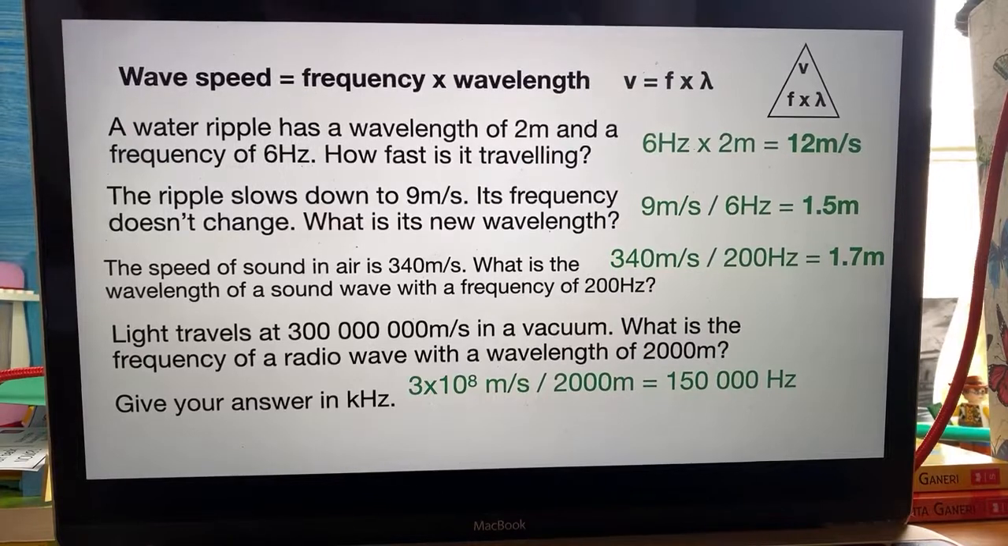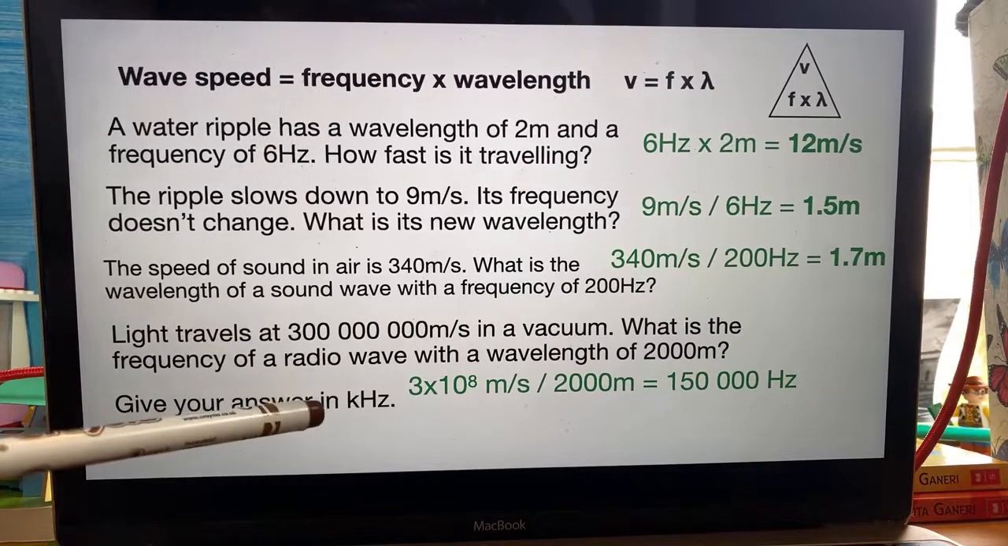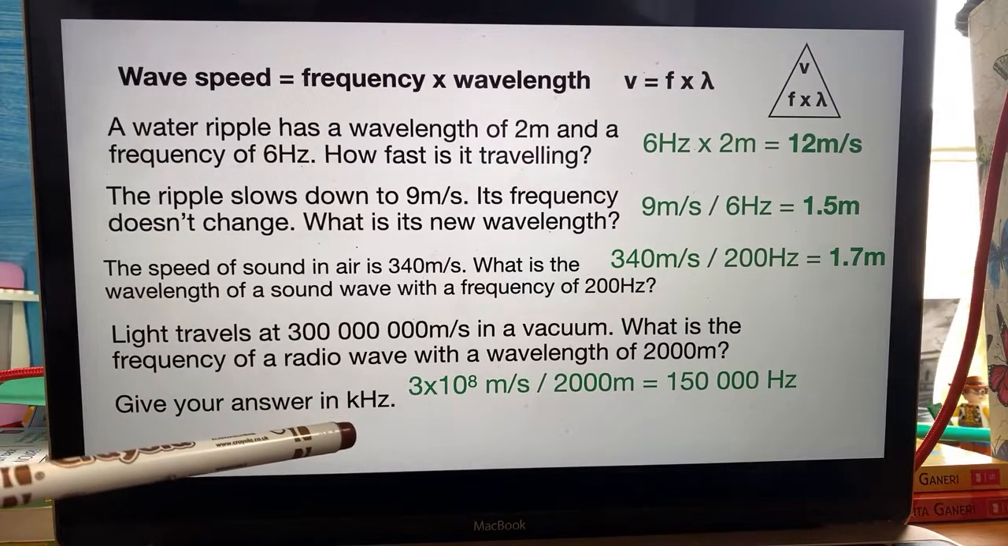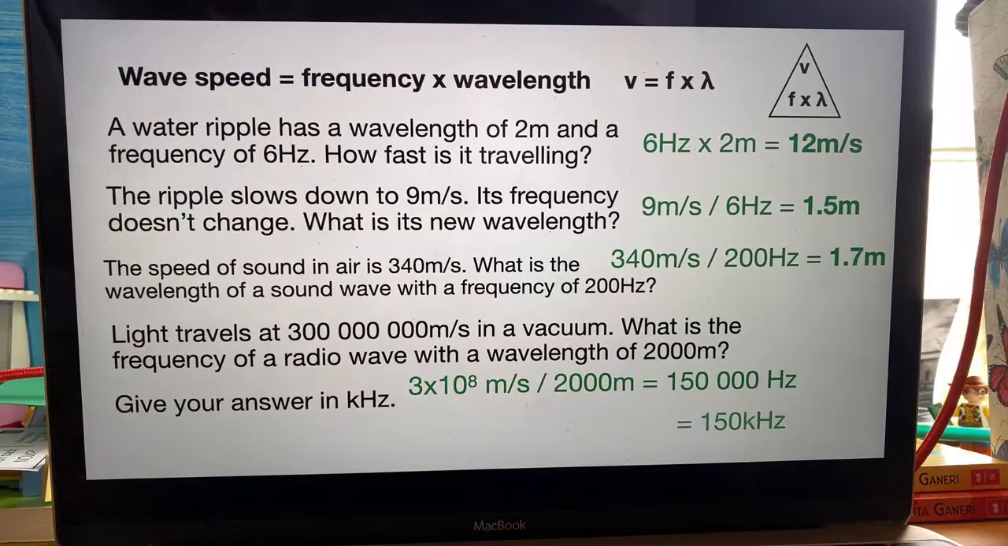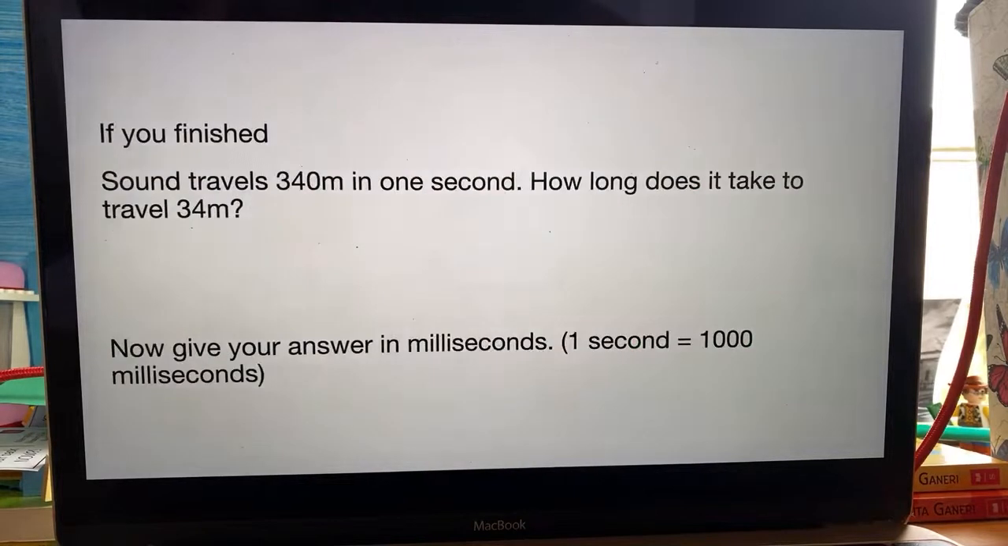Well, there's 1,000 hertz in 1 kilohertz. So if it's in kilohertz, it's going to be a smaller number, and you divide by 1,000. So you basically knock off 3 zeros, and it's 150 kilohertz. Let's quickly go through the other two.